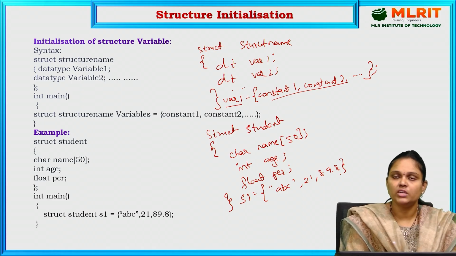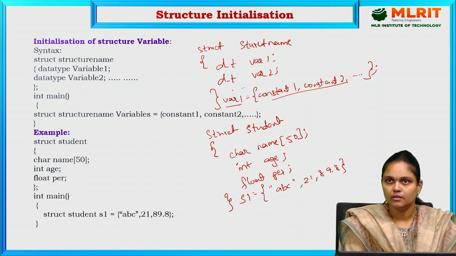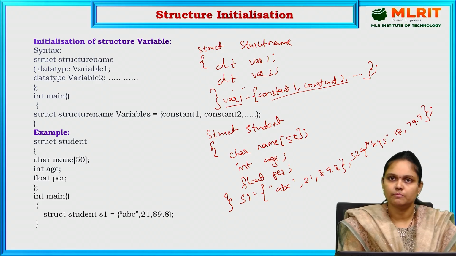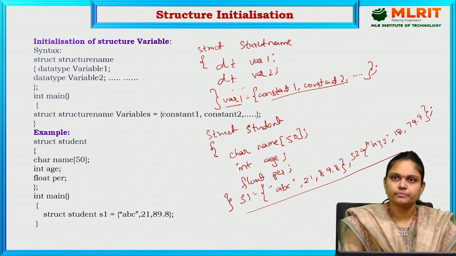If you want to initialize the values for a second variable also, you can use a comma here, and next give s2 equals, with the name XYZ, an age of 80, and a percentage of 79.9. After the completion of initialization, we need to end it with a semicolon. So this structure declaration is also possible in our concept.